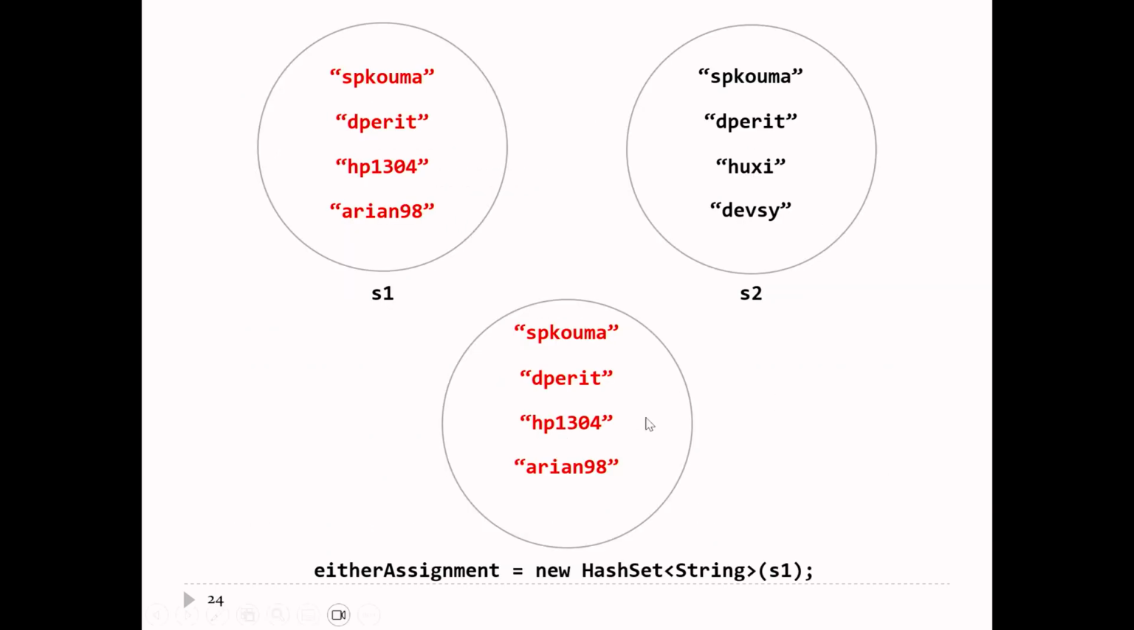So here's the either assignment. This is what happens when you make a copy. This set here is going to be the set that contains the students who completed either assignment. So this set starts out as a copy of S1. And now I'm going to try to add each one of these to here.